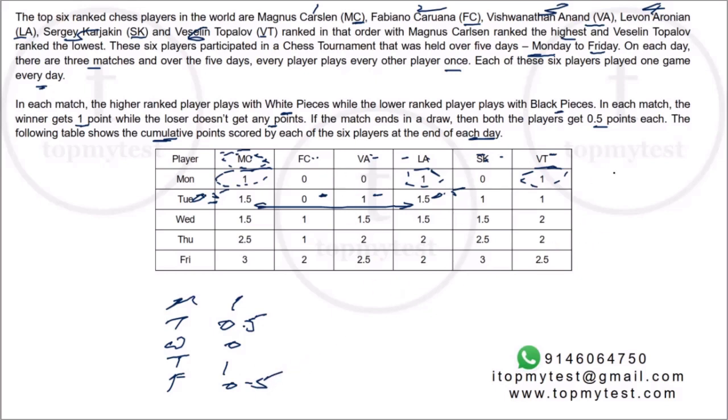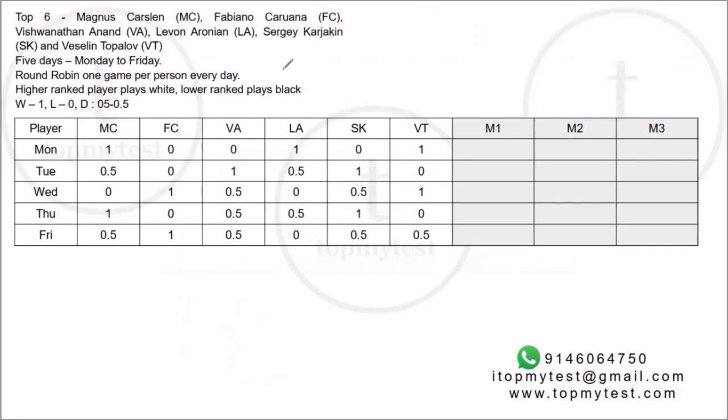So we'll do it for all the players, and we'll also figure out what are the matches, who played against who in each of the 3 days. So let's quickly create that table. So I've summarized the information, right? And I've also created the partial table over here. Right, now I'll fill in the matches, who plays against who each day.